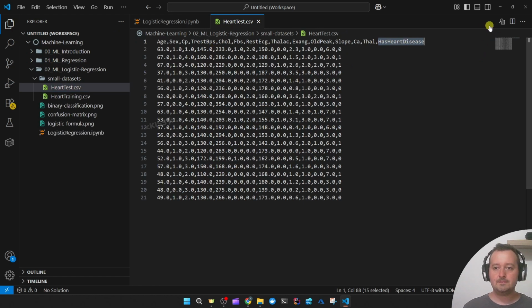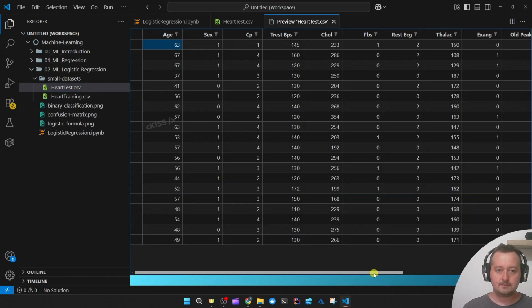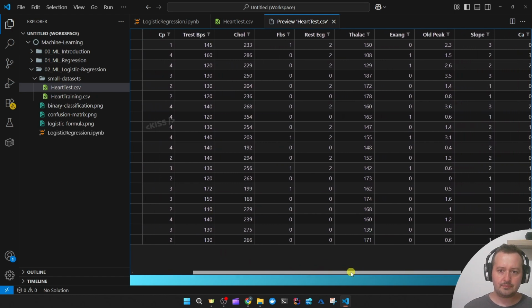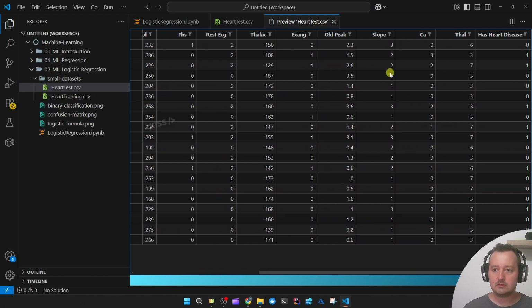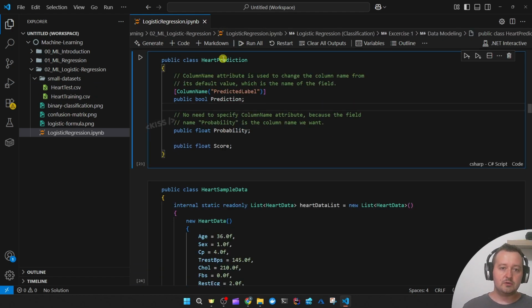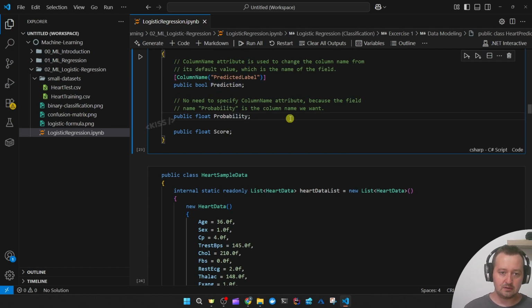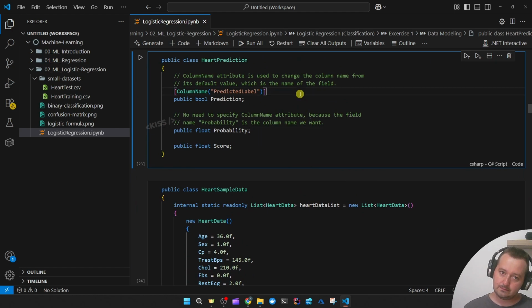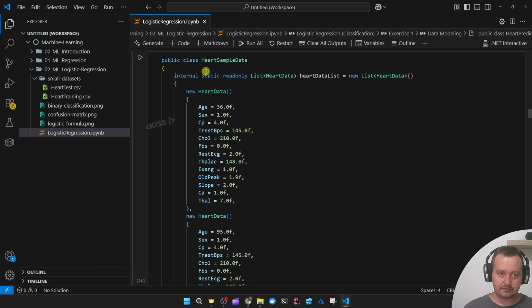So the heart test data, the gender or the sex of the person, and then the last one, based on all these features, some people have heart diseases and some don't. Okay, that's what you see there. Heart prediction, which is basically the model output, the prediction, and the probability score. So which class, and then the likelihood of it being that. Some sample data just for testing purposes.